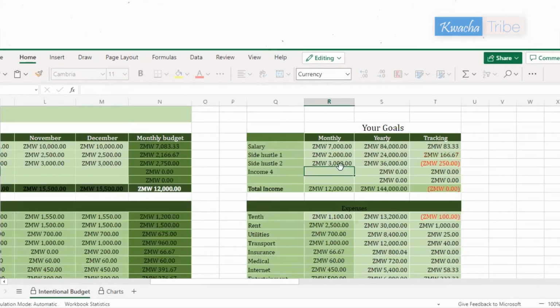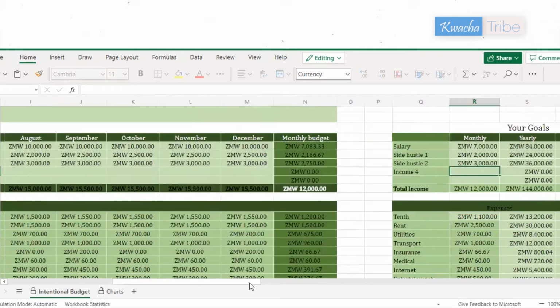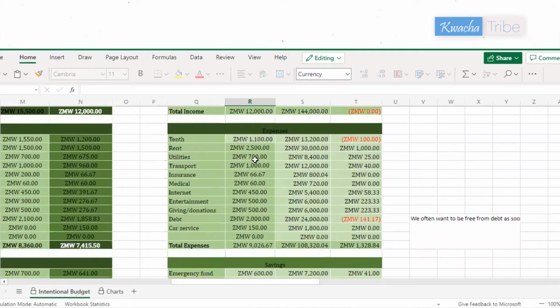If this was his original goal, then that's what happened. For side hustle two, his goal was to be getting 3,000 kwacha per month so that he raises 36,000 kwacha in a year, but he's behind by 250 kwacha. So not such a bad difference. It's just to tell you how far behind you are from your goal, and it helps you know what happened and why you didn't reach this goal. So when we go to expenses over here, we are looking at the goals that we have where money is actually living.